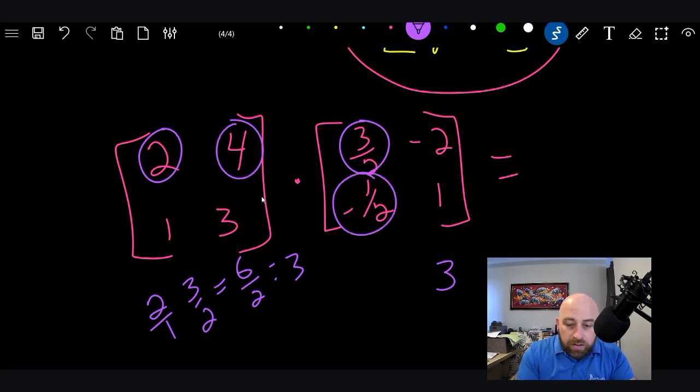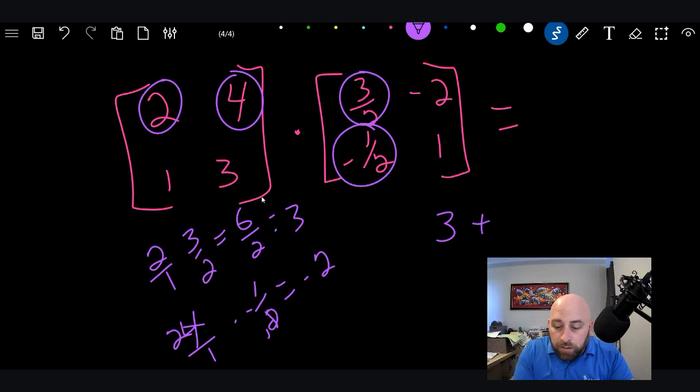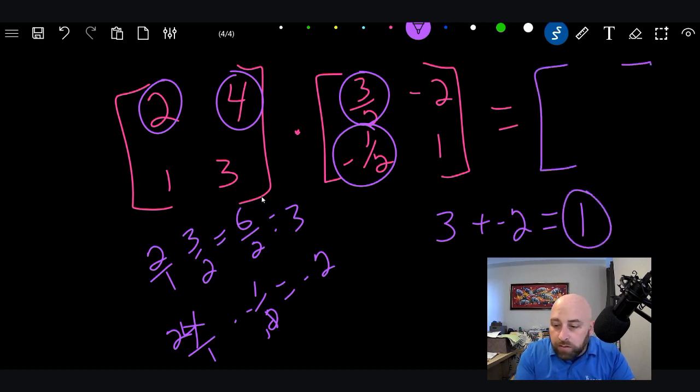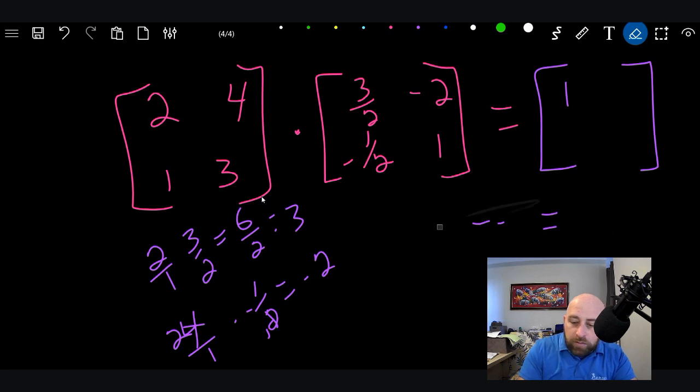Second one into that, what is 4 times negative 1/2? 4 over 1 times negative 1/2 is going to equal negative 2. Okay? Plus negative 2 equals 1. Okay? So this is our multiplying our matrix. That gives us 1. All right, now let's go back and do the next one. Done with that one.